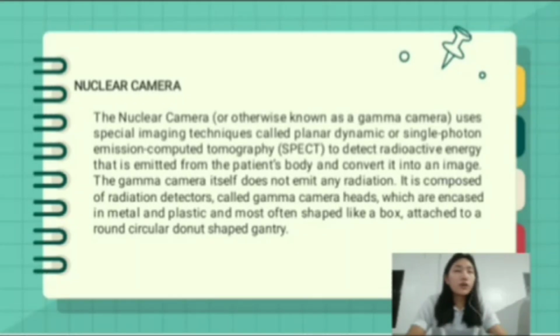The nuclear camera, otherwise known as a gamma camera, uses special imaging techniques called planar dynamic or single photon emission computed tomography (SPECT) to detect the radioactive energy that is emitted from the patient's body and convert it into an image. The gamma camera itself does not emit any radiation. It is composed of radiation detectors called gamma camera heads, which are encased in metal and plastic and most often shaped like a box attached to a round, donut-shaped gantry.